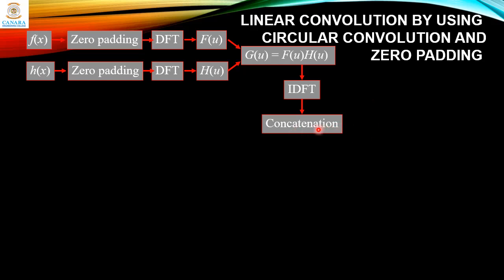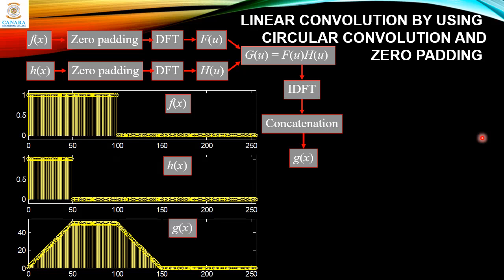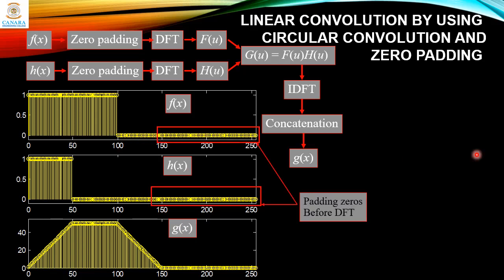This is basically to remove the padded zeros which we did in the forward transform. So these padded zeros will be removed in this concatenation step. Then we have the output image g of x. This is how it looks: f of x, h of x, and g of x. You can see the padded zeros here, which are padded to make the lengths equal. So both lengths are equal here, f of x and h of x.